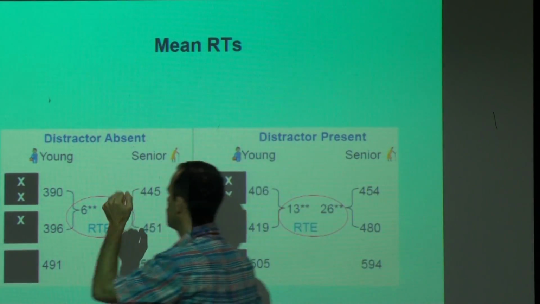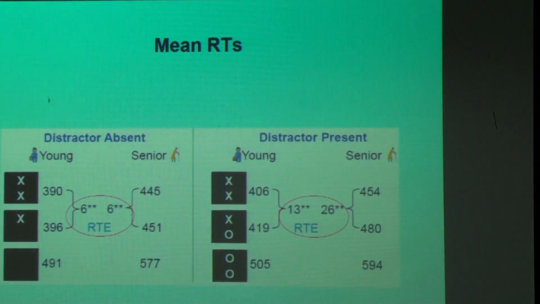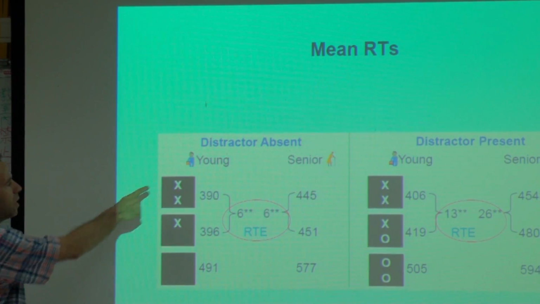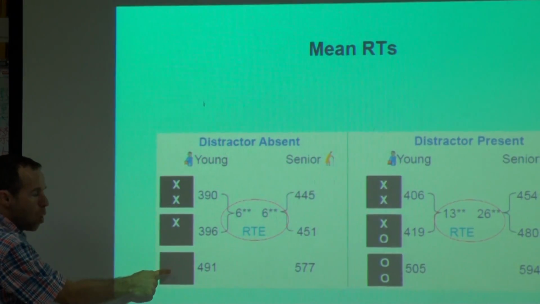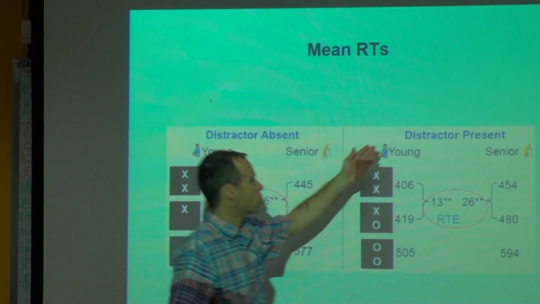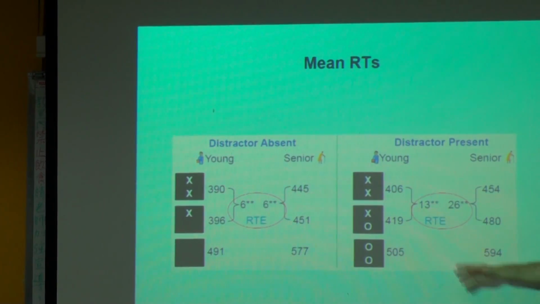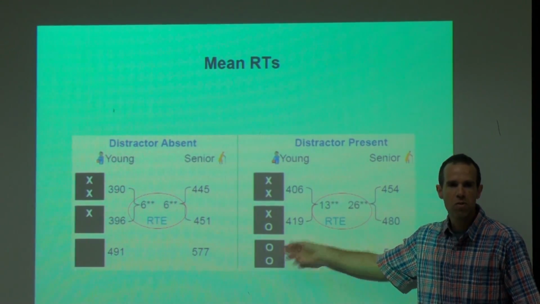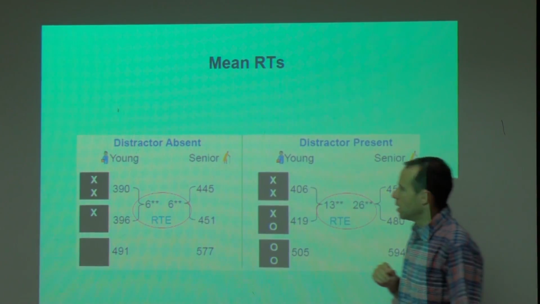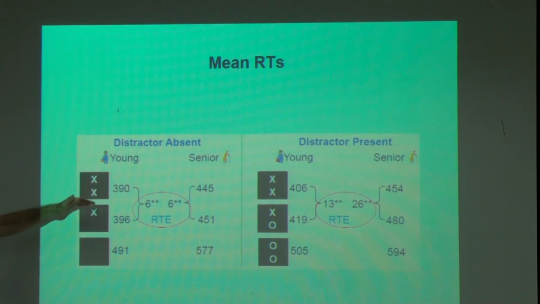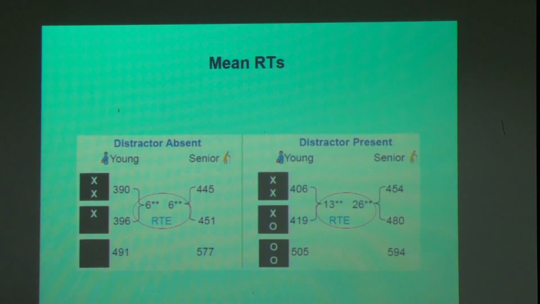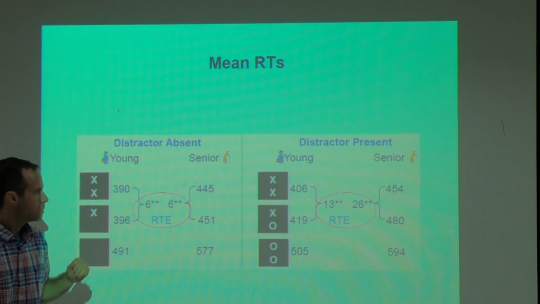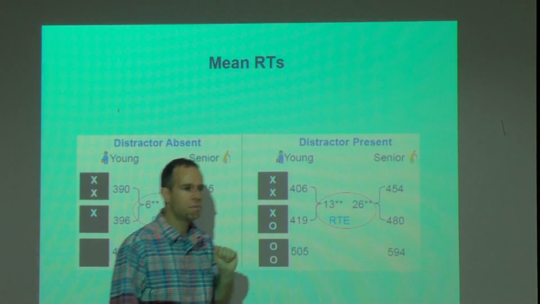All right, let me walk you through this. So two tasks. This is the distractor absent task, so you either see an X, one X, or none, versus the distractor task, in which you could see two targets, a target and a distractor, or distractors. These are the mean response times for the conditions, for the young, and for the old. And again, for the young, and for the old.